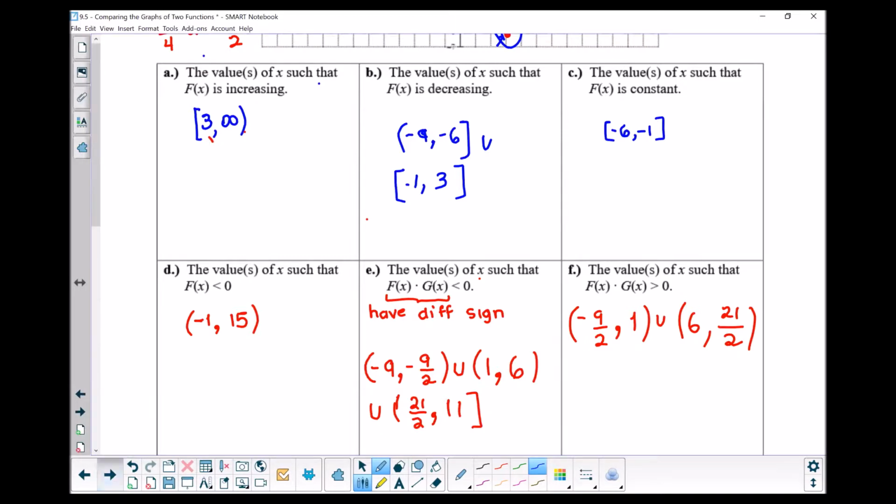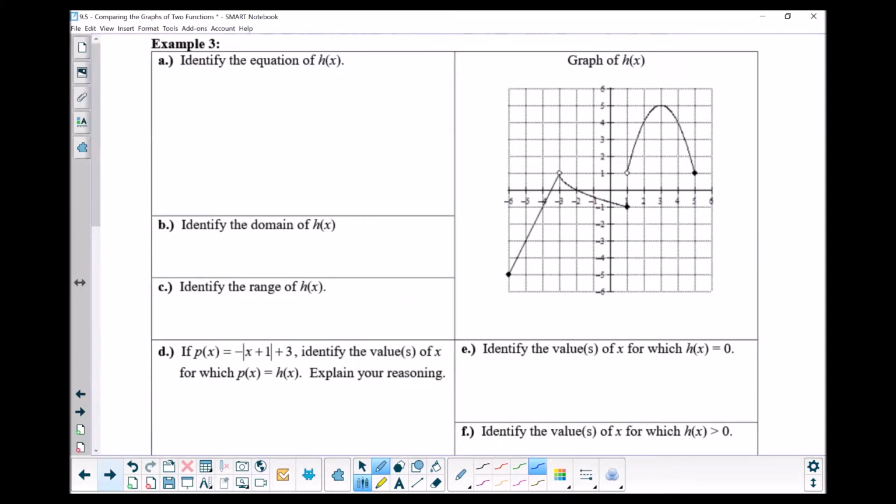Okie doke. So let's go ahead and look at our final example 3 here. This is going to use a completely different function, h of x. So we've got this piecewise function. It's actually got some unusual parts kind of meshed into it.